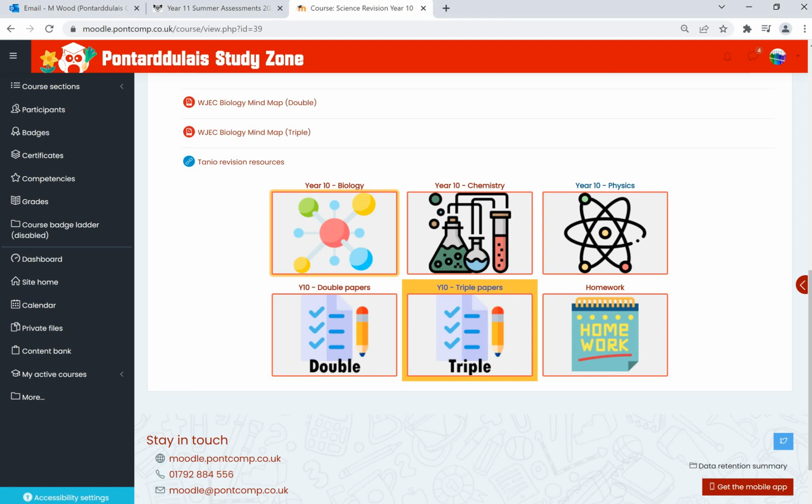So make sure that you are accessing this work. It's been done to help you alongside turning up for some of those after school revision sessions that have been advertised through the revision calendar.